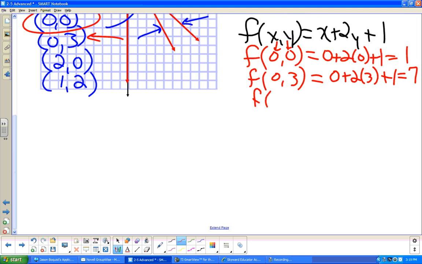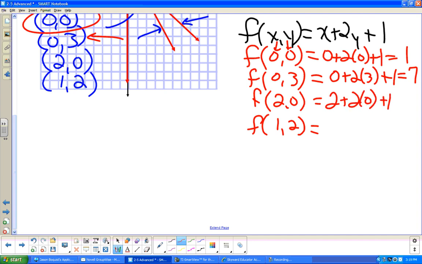So f of (2, 0), huh? And we got to do f of (1, 2). All right, so 2 for x. Okay, so 2 plus 2 times 0 plus 1 is, what, 3? And now I put a 1 in for x and a 2 in for y. So 1 plus 2 times 2 plus 1 is 6.